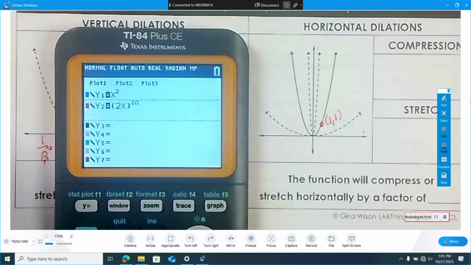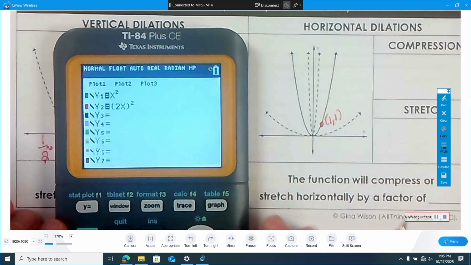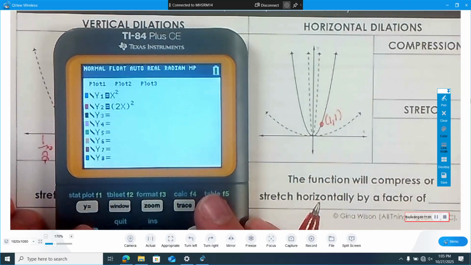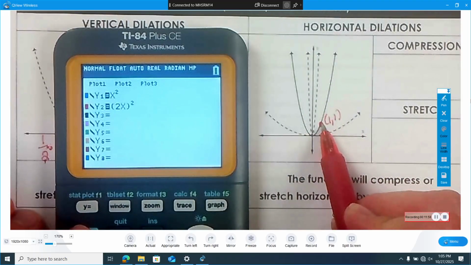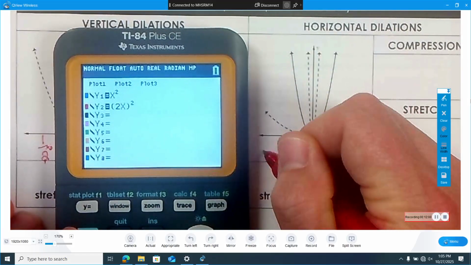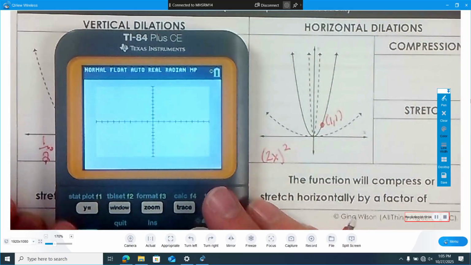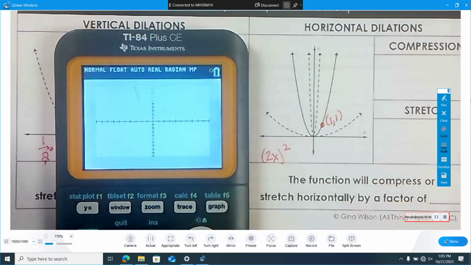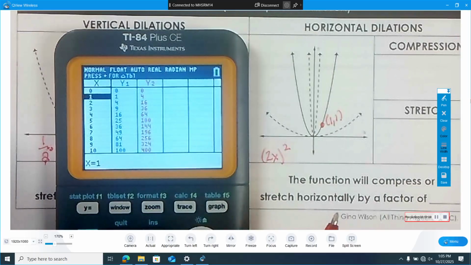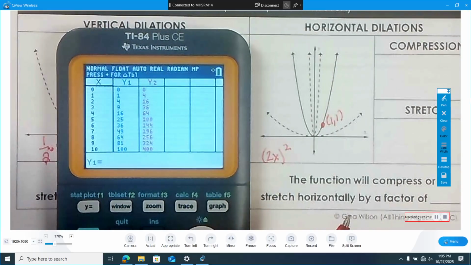The x will change. Is the x-coordinate going to multiply by 2, or is it going to divide by 2? It's going to divide by 2. Let's see what happens here. So if I look at the table again, my normal point is 1, 1. I'm just going to write this down, 2x quantity squared.